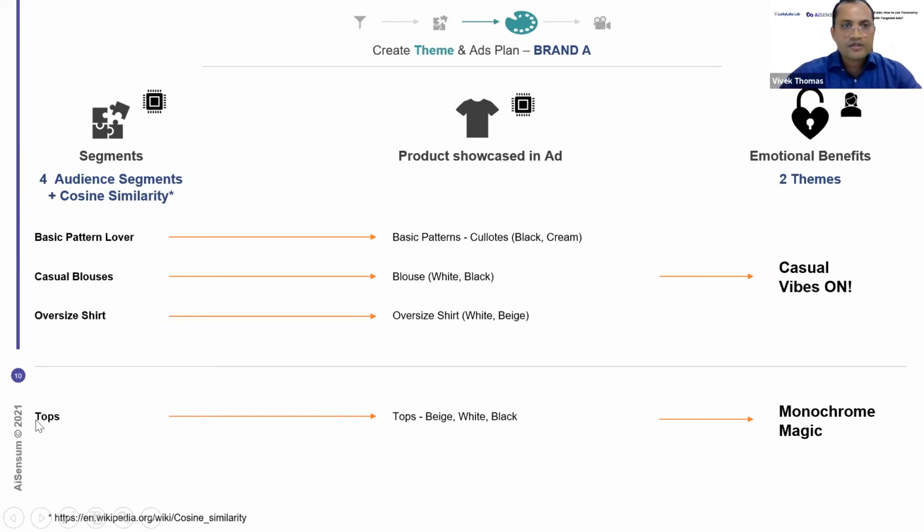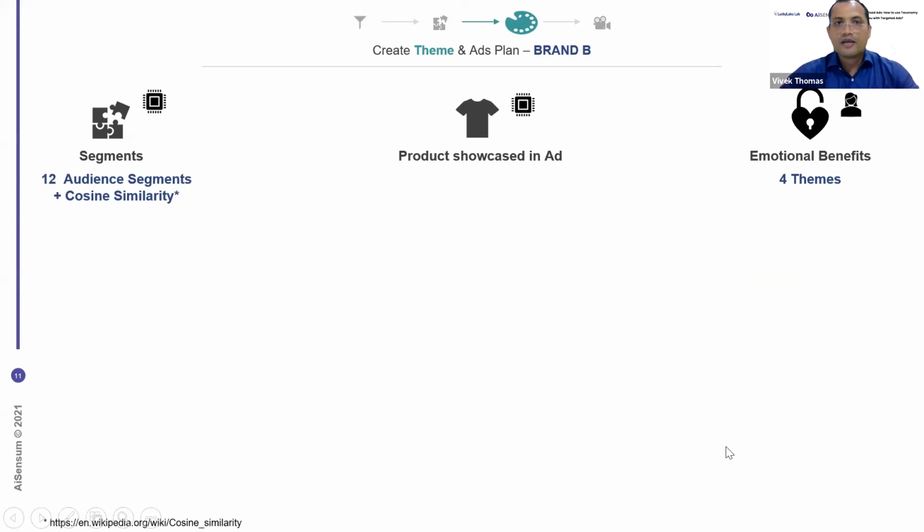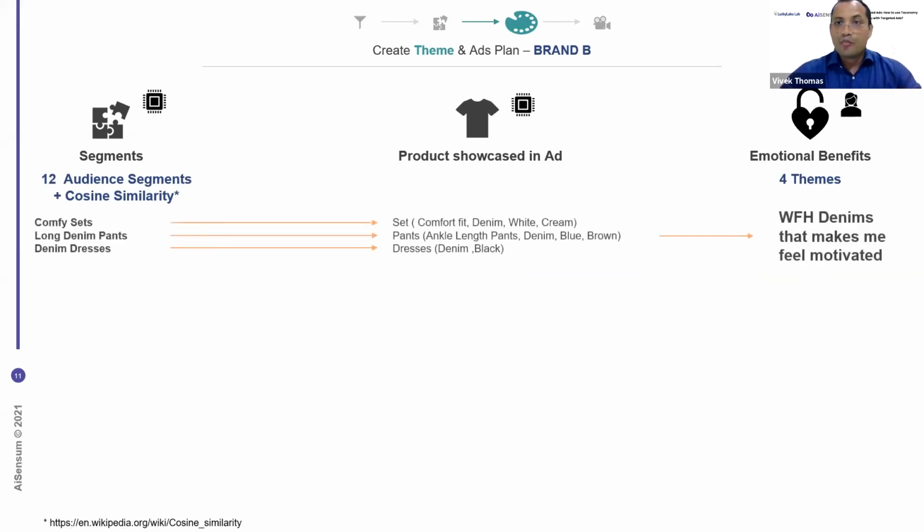And then there's another one which is singular. Tops are, let's say, one, and then we're seeing that tops are beige, white, and black. And we said, okay, why don't we call this monochrome magic? Okay. Now let's look at brand B on the other hand. Now remember, we had 12 segments. So obviously you would see much better kind of content, kind of recommendations.